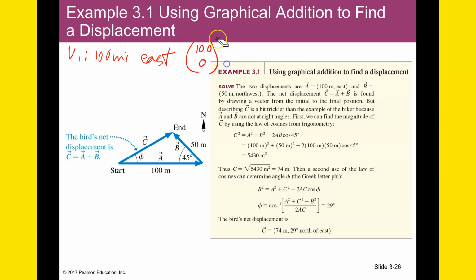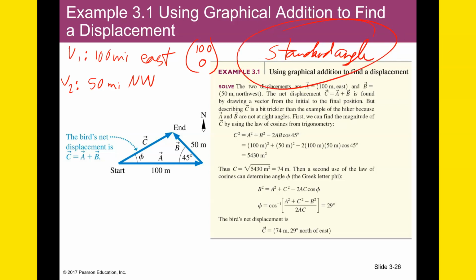Okay. Now my next vector, vector 2, is 50 miles northwest. All right. The way that I break that down into components, and it always works, and it's very simple, I always get a standard angle. A standard angle. That means an angle that would be measured from standard position in the coordinate plane.